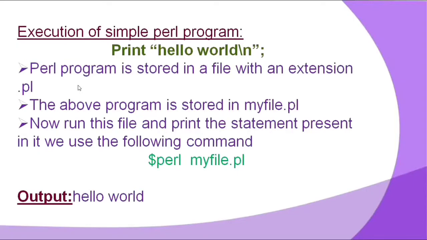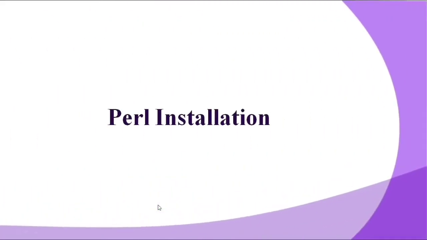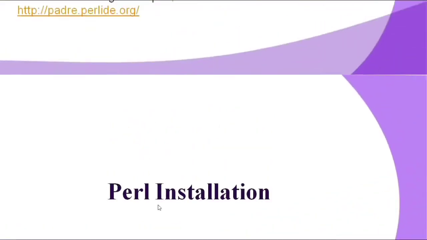The above program is stored in myfile.pl. Now run this file and print the statement present in it. We use the following command: $ perl myfile.pl. So first open Notepad and write the program. Save this program with the .pl extension. After that, run this program in the command prompt. Okay, the output is here: Hello world.